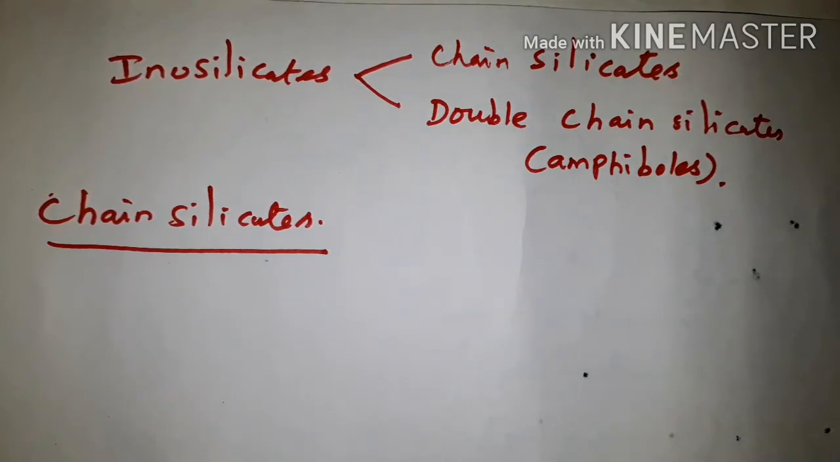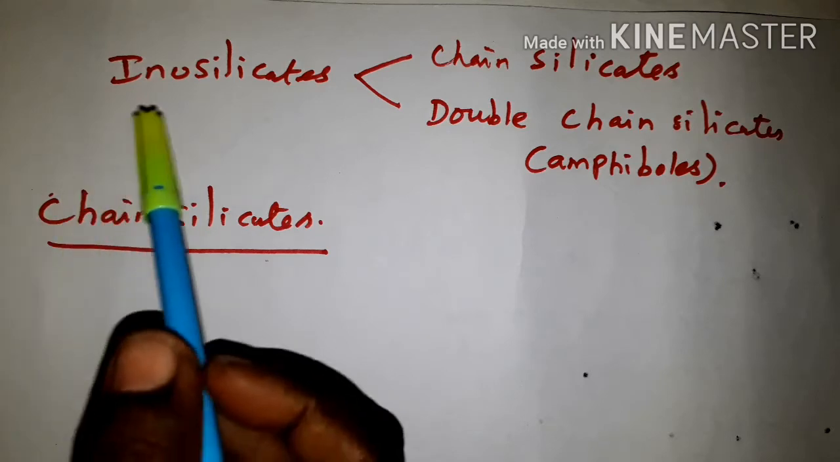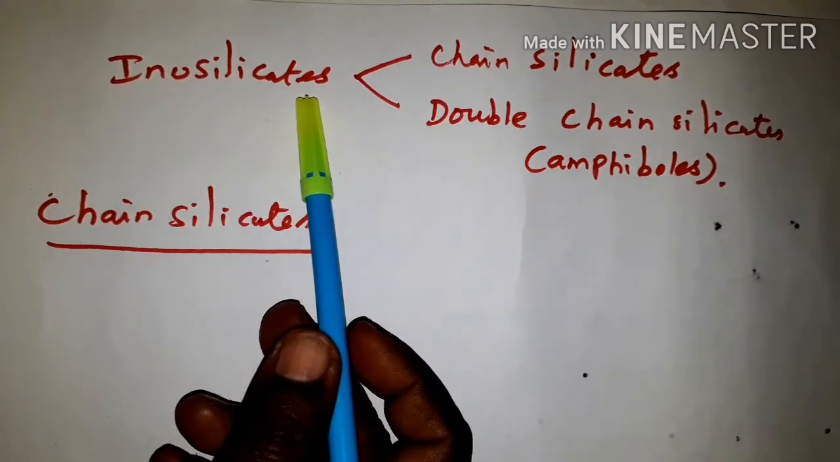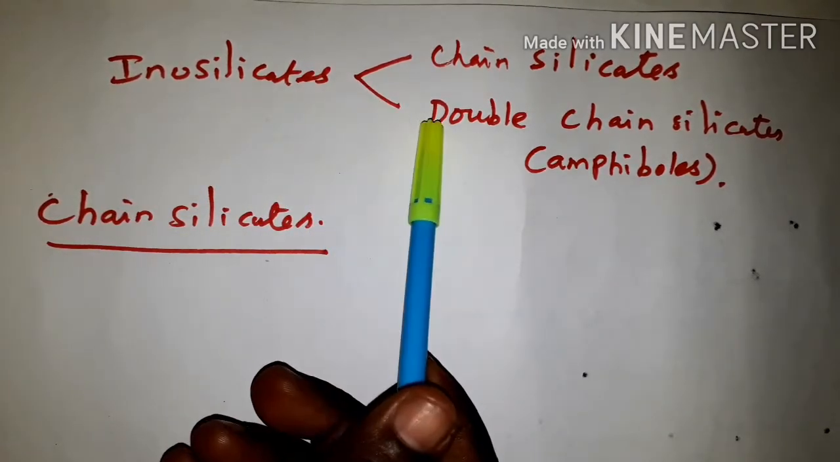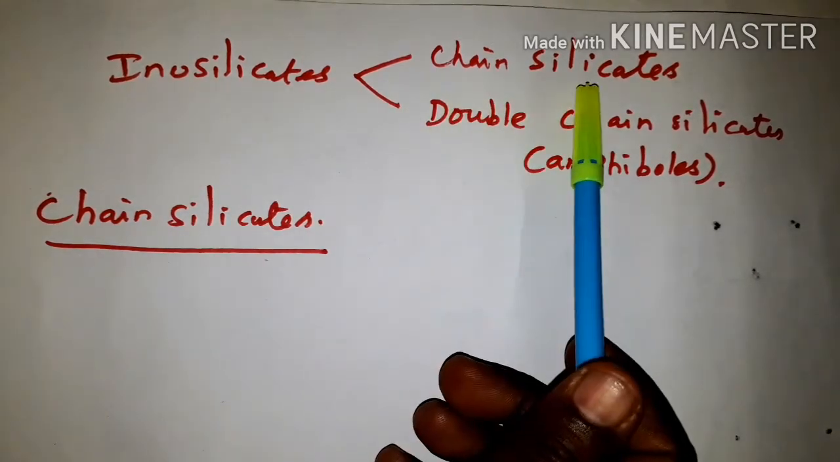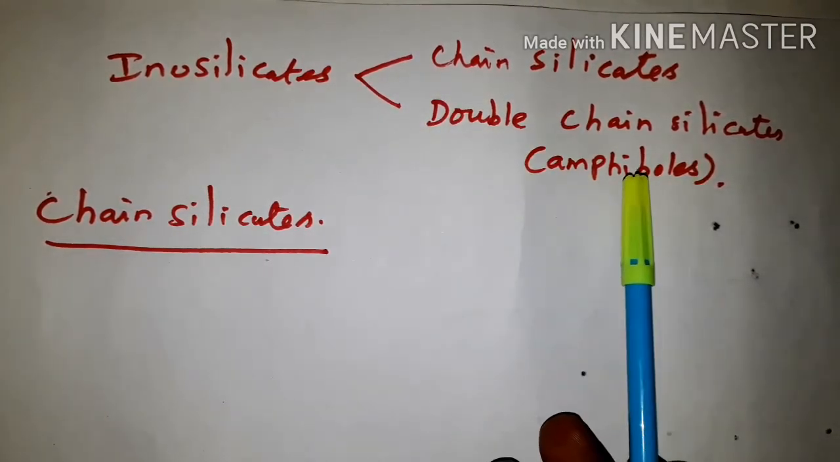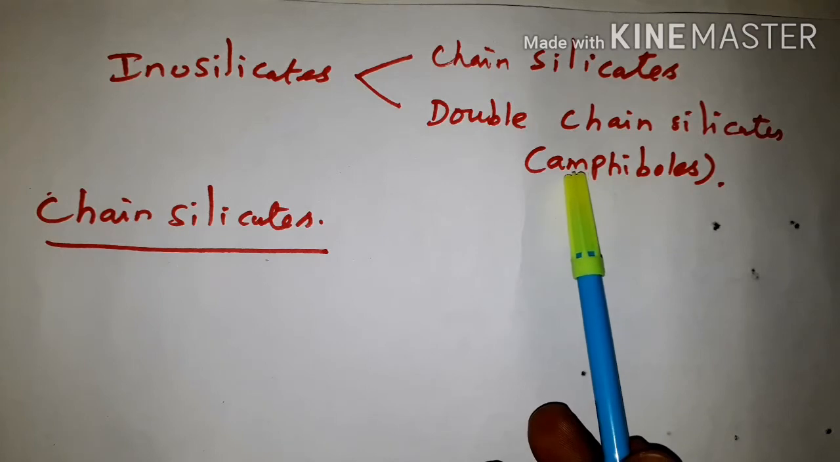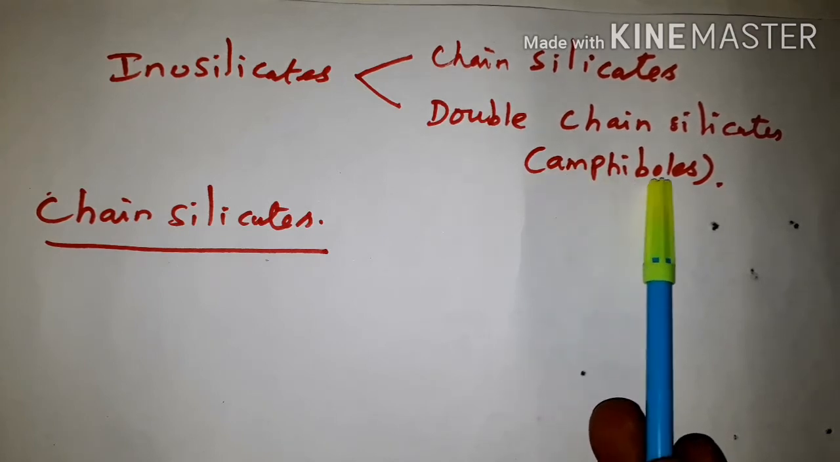In the previous video, types of silicates part 1, we discussed 4 types of silicates. In this video, we are going to discuss the remaining types. First one is inosilicates. These have 2 types: one is chain silicates, another one is double chain silicates. This double chain silicate is called amphiboles.